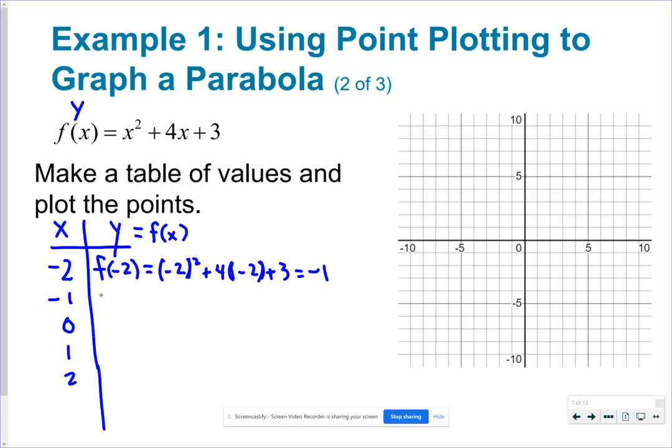I can do the same thing with negative 1. Replace the x with negative 1, so negative 1 squared plus 4 times negative 1 plus 3. And when I work that out, I get 0. I found an x-intercept. If I plug in 0, I'm going to make sure I use the parentheses. I want you to get in the habit of using those parentheses. I'm squaring the 0.